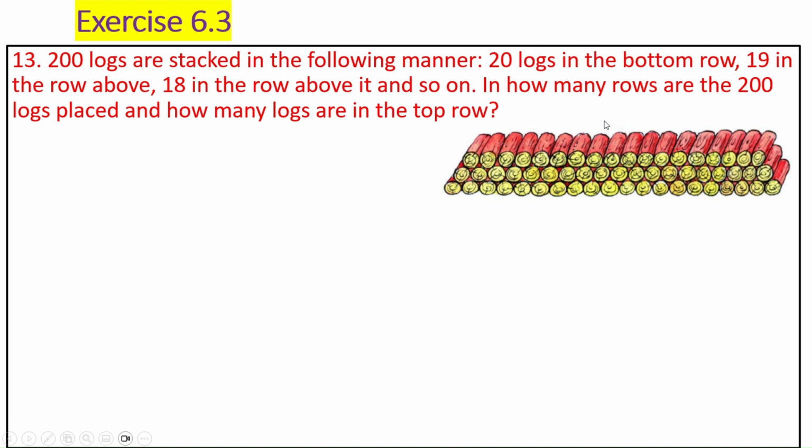For placing 200 logs, how many rows will there be, and how many logs are there in the top row? These are the two things we should calculate. So the series is 20, 19, 18, and so on. We know that Sn equals 200, d equals -1, since we are reducing one log each row, and a1, the initial number of logs, is 20. We don't have information about n, we should find n.